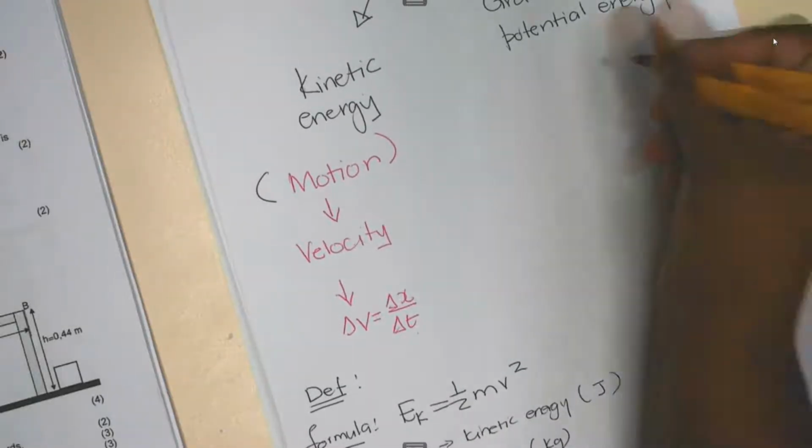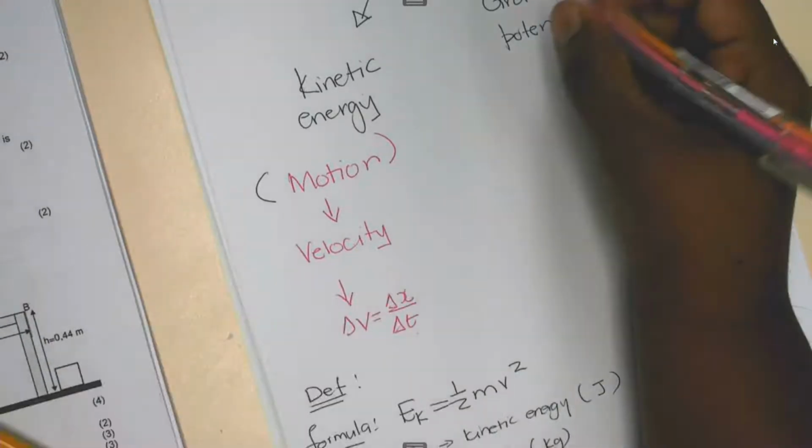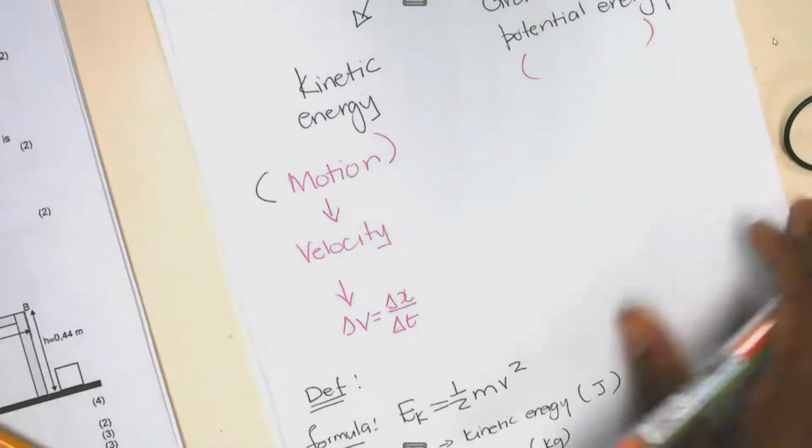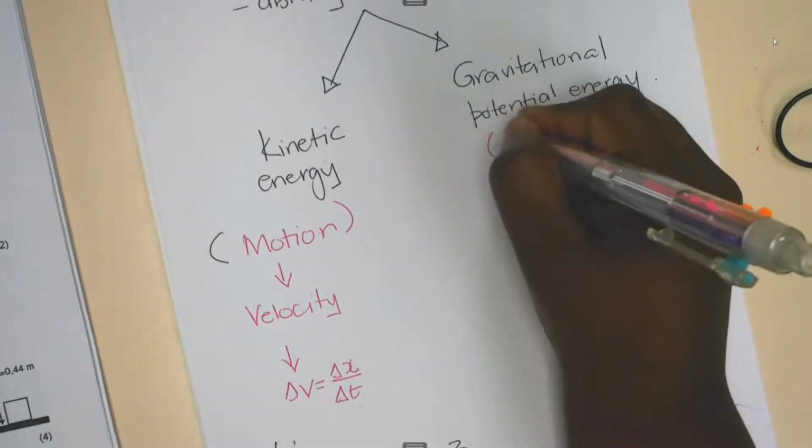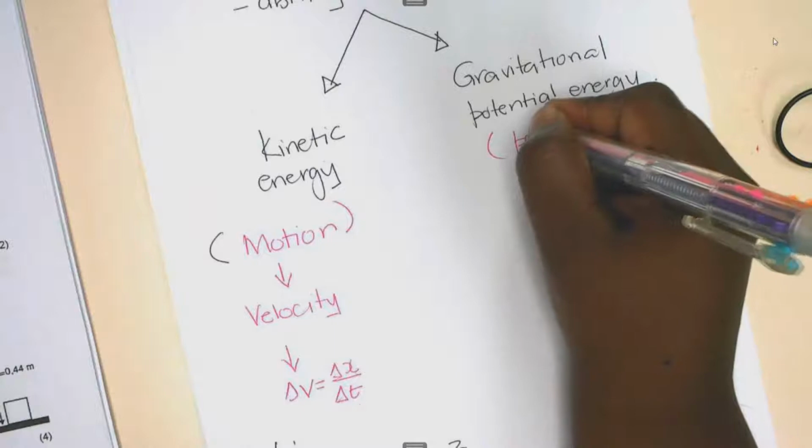Then the second form of energy. Now, when you are thinking of gravitational potential energy, you must think height.